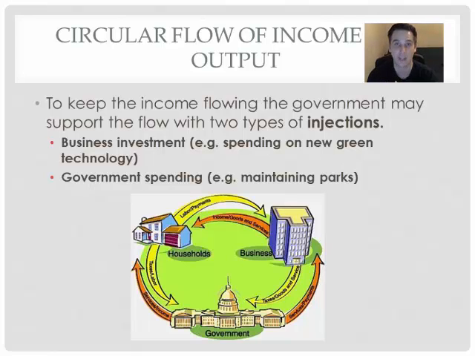Money supply injections, meaning an increase of the money supply through fiscal policy. And that is through business investment, like spending on new green technology, that kind of thing. Like helping businesses expand, helping them research new ideas and new technologies, or new ways of doing things, new products. That's one way. The other type of injection to keep the flow going is through other types of government spending, like maintaining parks and hiring people to take care of those state and national parks.